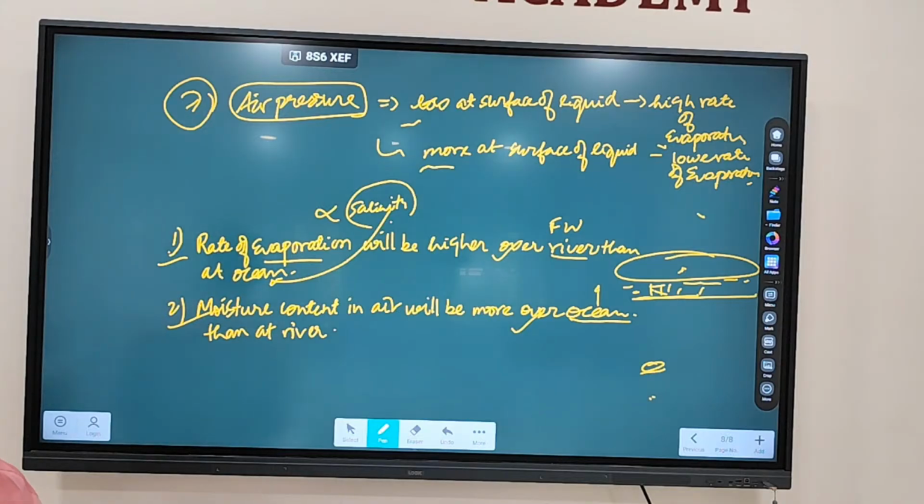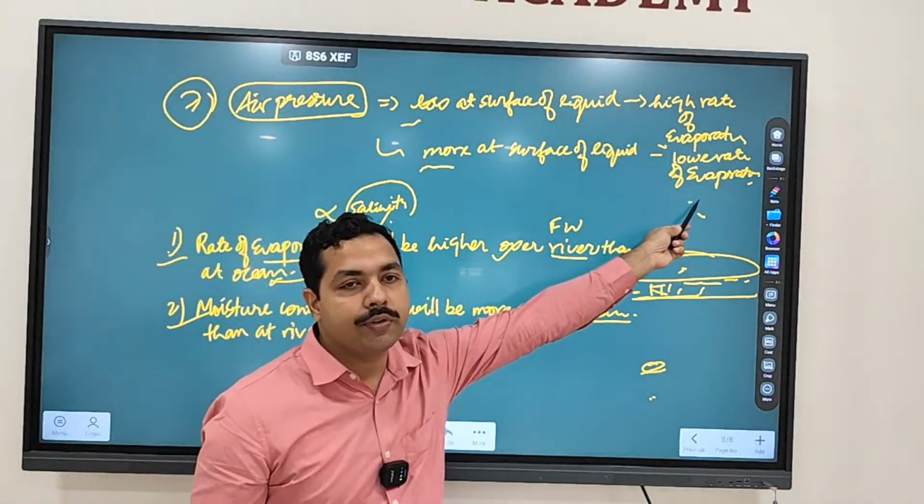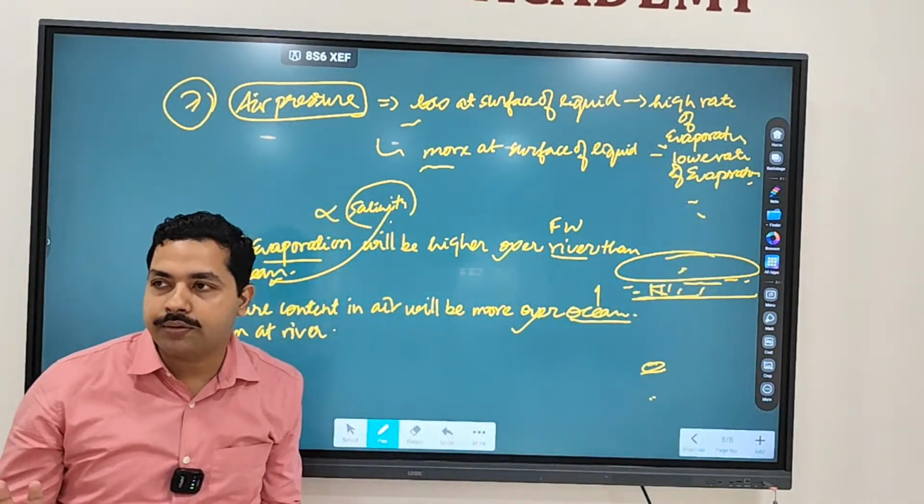Anything that is heated, which type of pressure is going to be there? Low pressure. Low pressure means what? If heating is more, then what will happen? Higher rate of evaporation. If heating is less, then high pressure. High pressure means the substance is cooler. When the substance is cooler, what will happen? Lower rate of evaporation is going to be there. Clear? Any doubt regarding this one?